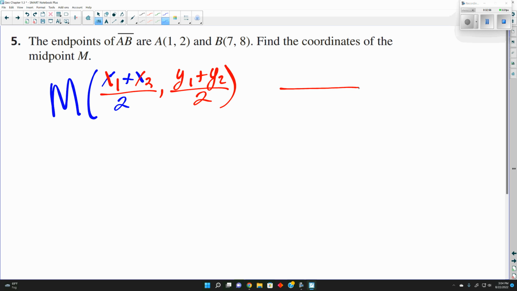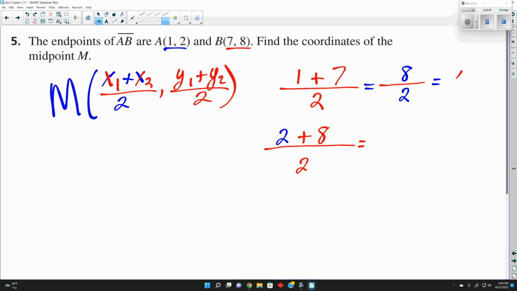Now again, we're finding the midpoint given the two endpoints. To find the x value of the midpoint, we add the two x values of the endpoints together and divide by 2. A and B are the endpoints. What are our x values for the endpoints? What are the y values? We'll find x first. 1 plus 7 is 8. 8 divided by 2 is 4. So the x value of the midpoint is 4.